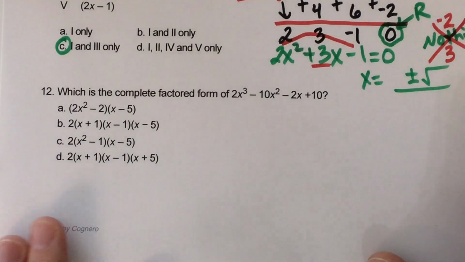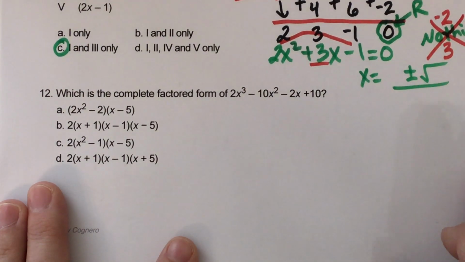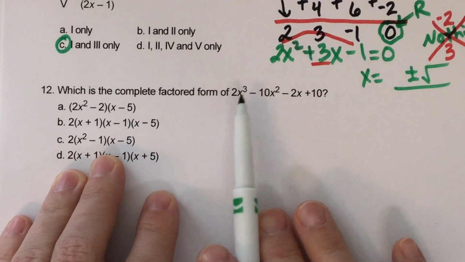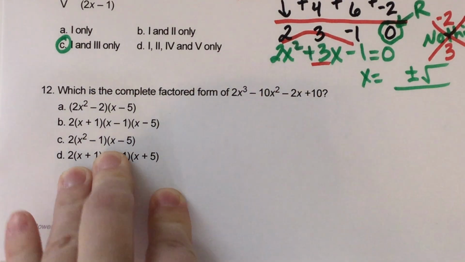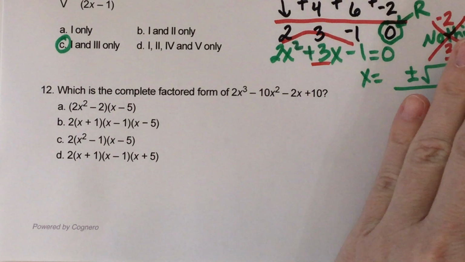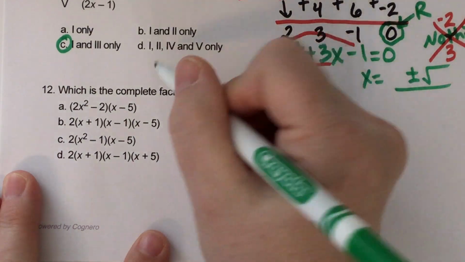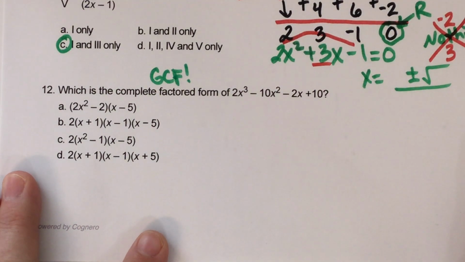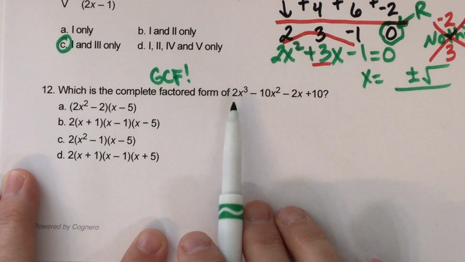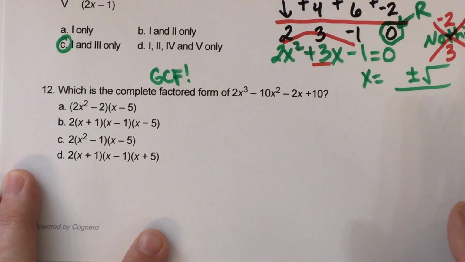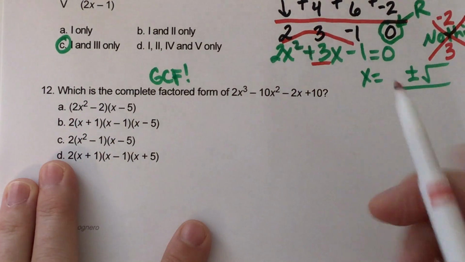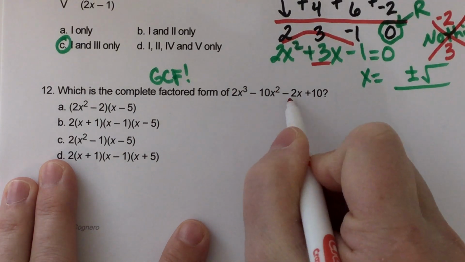Okay, last one for this video, and then I'll start fresh. Okay, which is the complete factored form of this guy? So there's 4 terms, 1, 2, 3, 4. So when there's 4 terms, we factor by grouping. And first, I am supposed to look for a GCF to the whole problem. That's what you're supposed to look for every time. And do you notice that there is a GCF to the whole problem? What is it? 2.